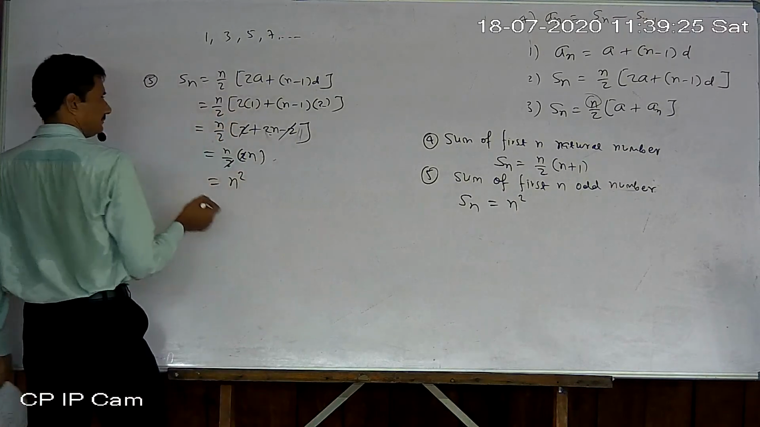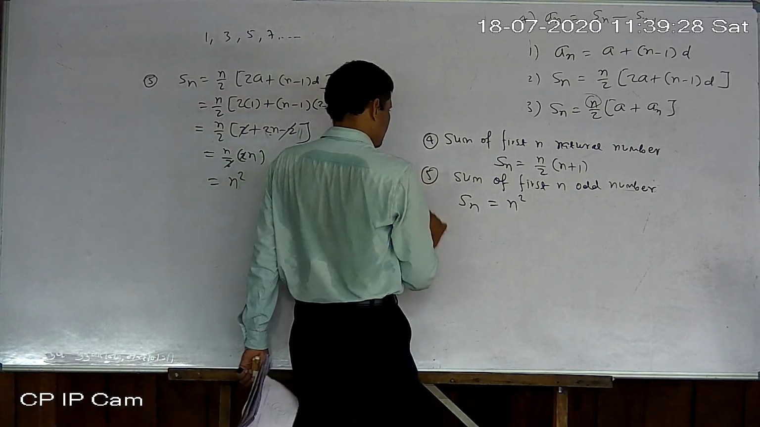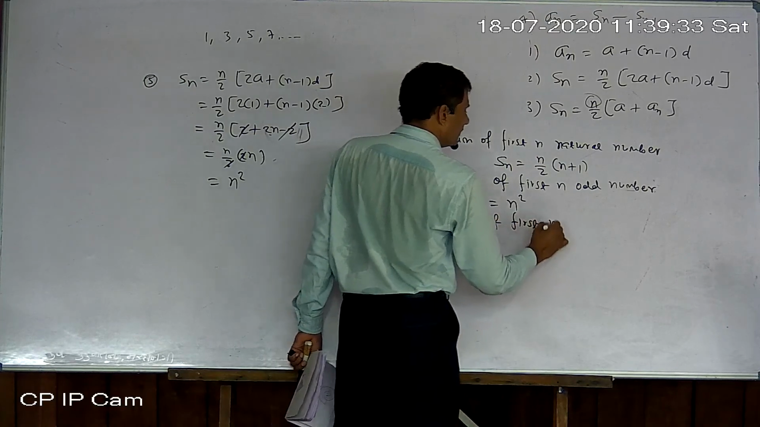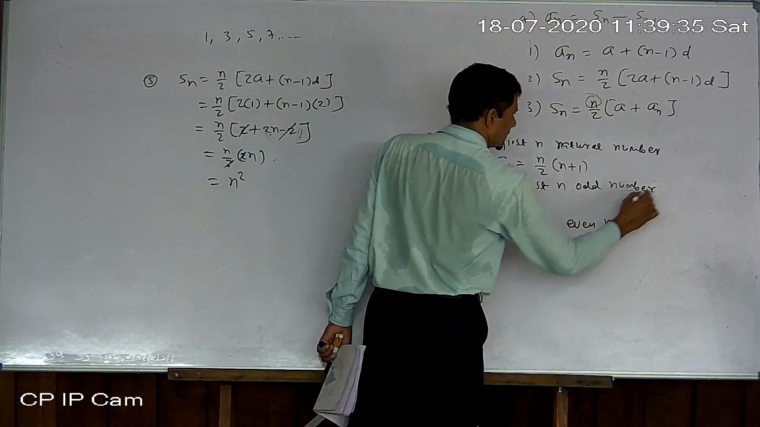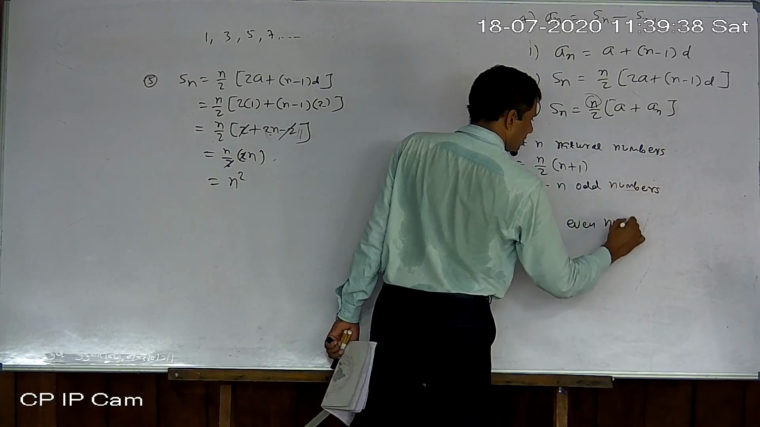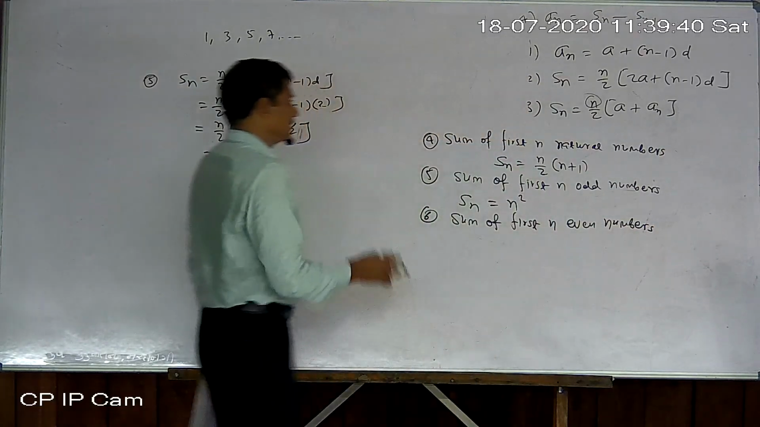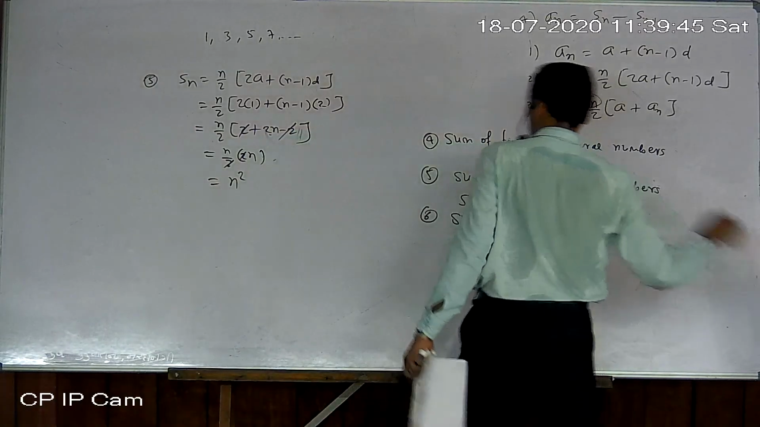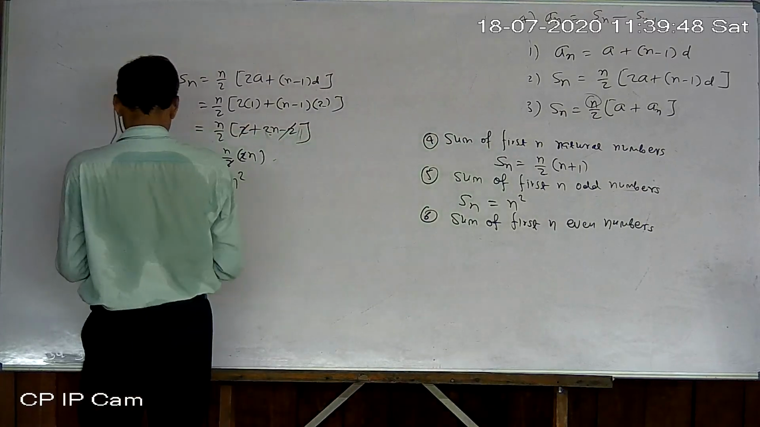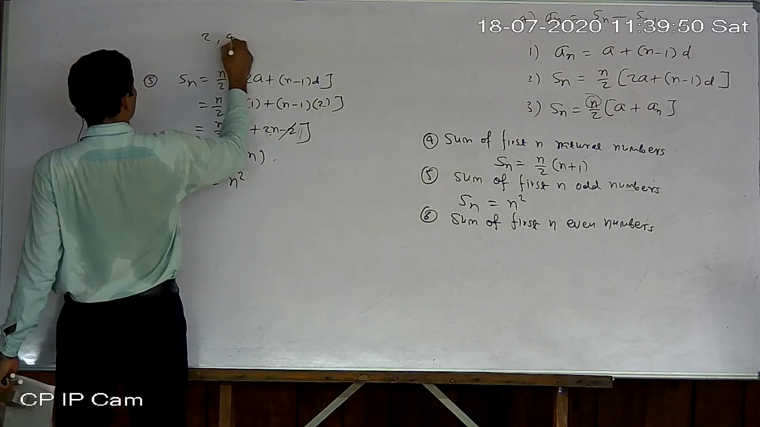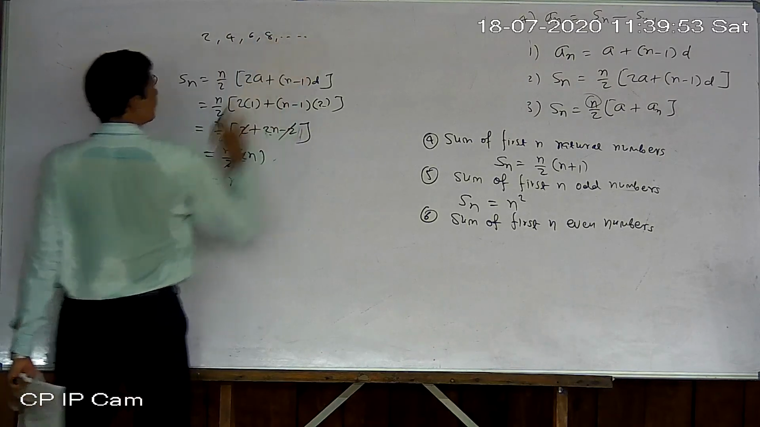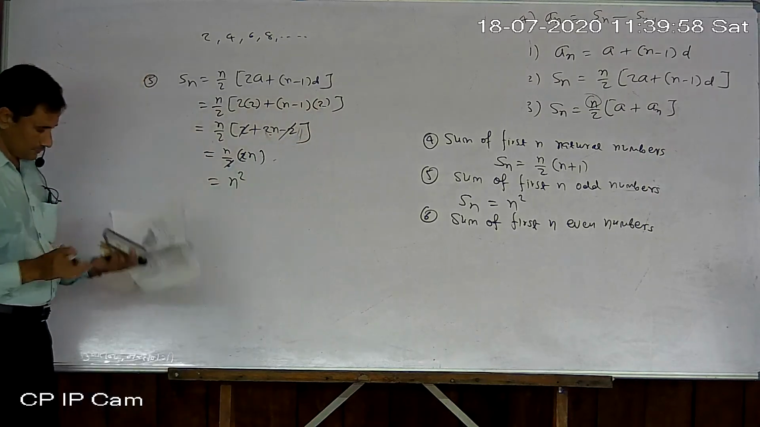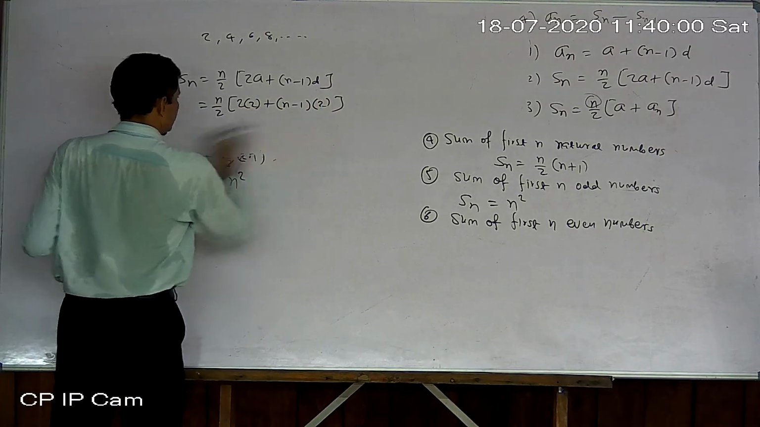Okay. Now next, just like this, the sum of the first n even numbers. Again, look here. The first term will be 2, and the gap will also be 2. So 2, 4, 6, 8 up to n terms. So the first term is 2 and the difference is also 2.